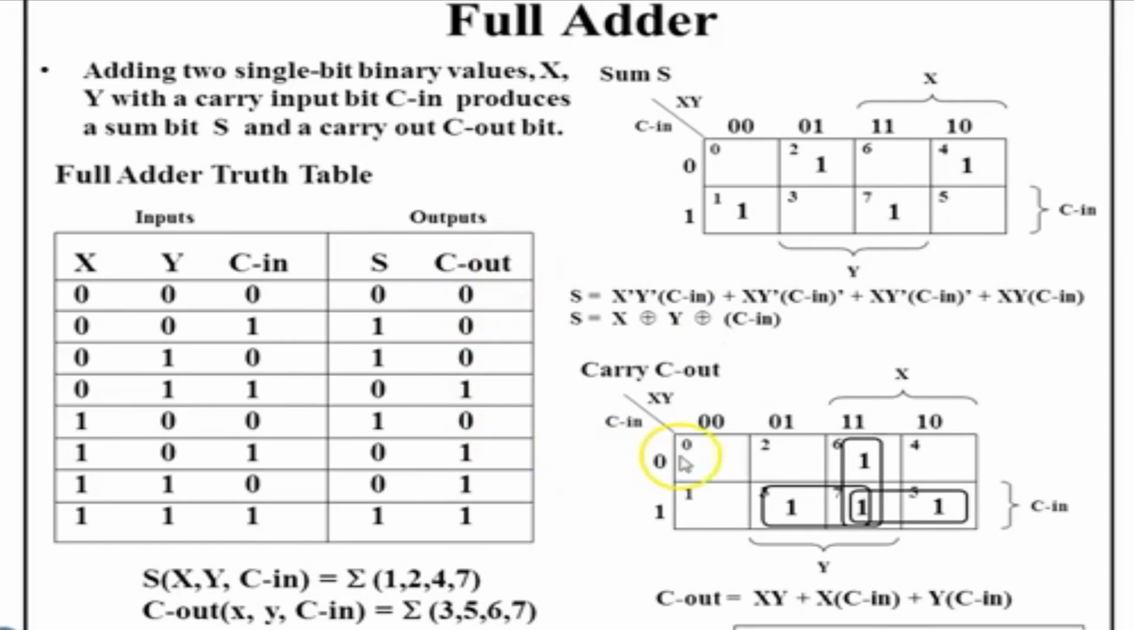Then the carry out is drawn here, and the expression for the carry out is xy plus x Cin plus y Cin. This is about a full adder.